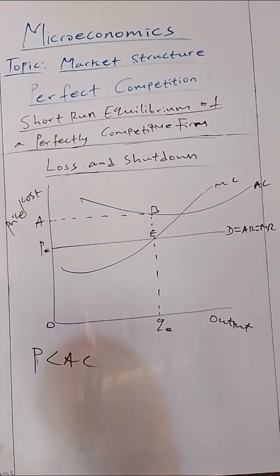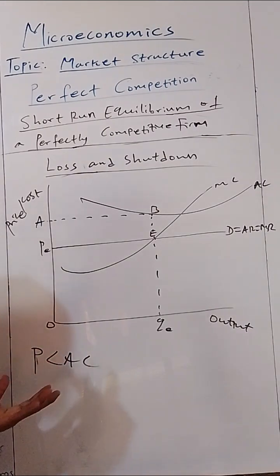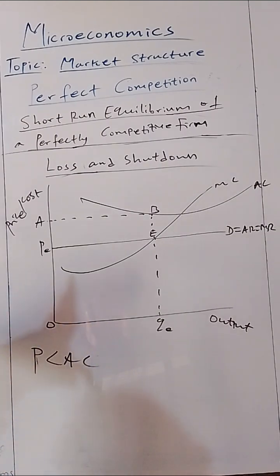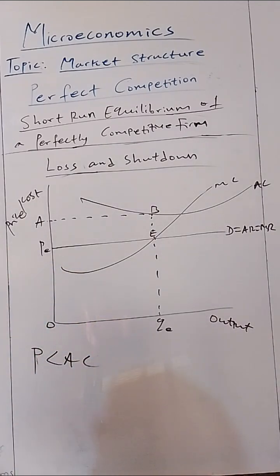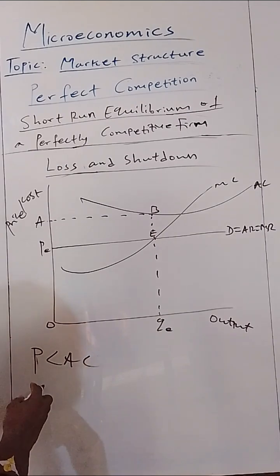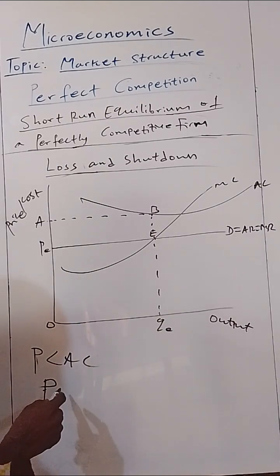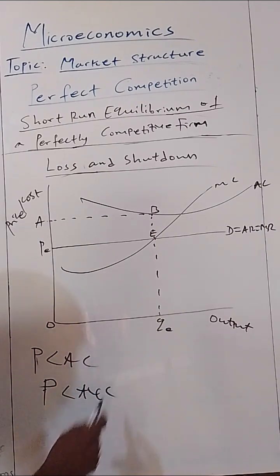But this average cost only tells me that the firm is making a loss. How? Because I know that the price is less than average cost. Definitely total revenue will be less than total cost. Now the firm is making a loss, but the question of whether the firm should shut down or not cannot be answered until I know the position of my average variable cost. Don't forget, the firm will only shut down if the price is less than average variable cost.